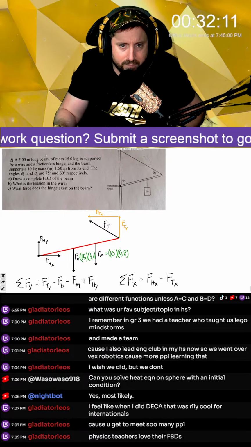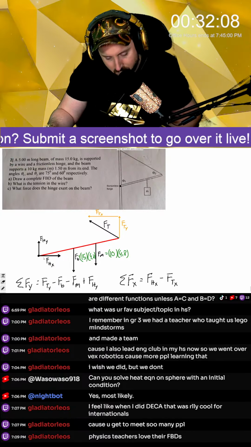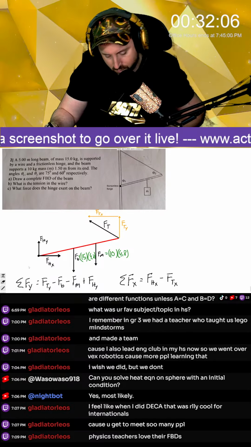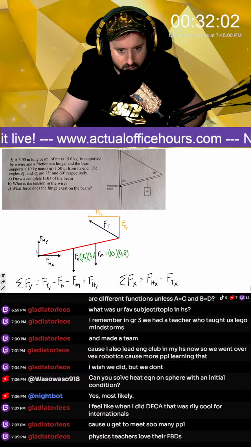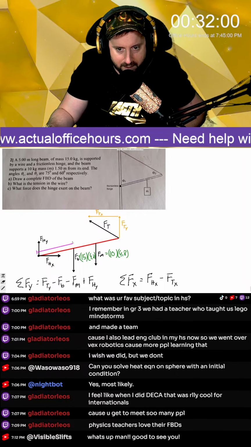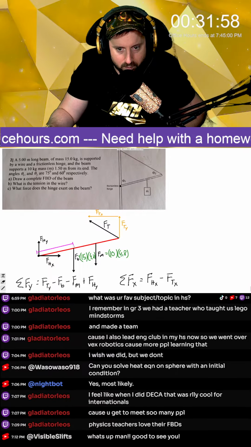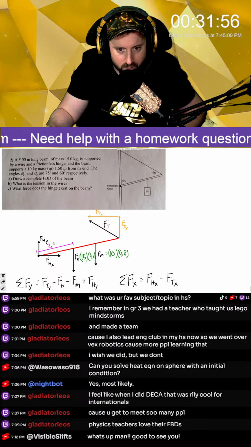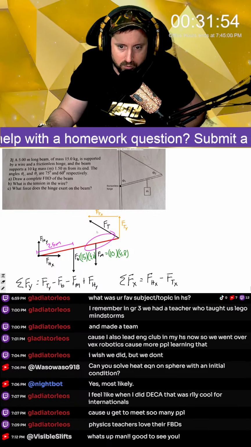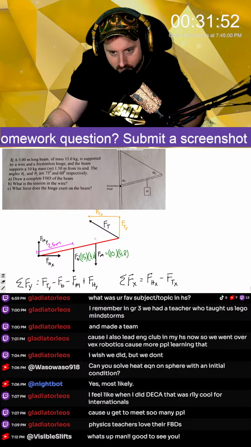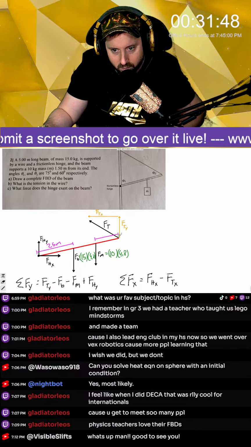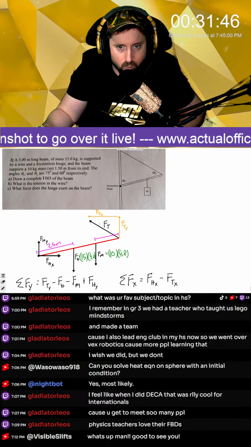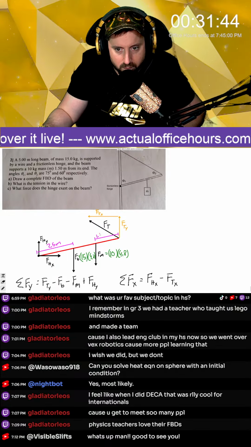Also, we know if this is 5 meters long, that force of gravity on the entire beam happens at the halfway point on the beam. So that's going to happen at 2.5 meters. And then they also tell us that this one is located, I want to say 1.5 meters from the end.